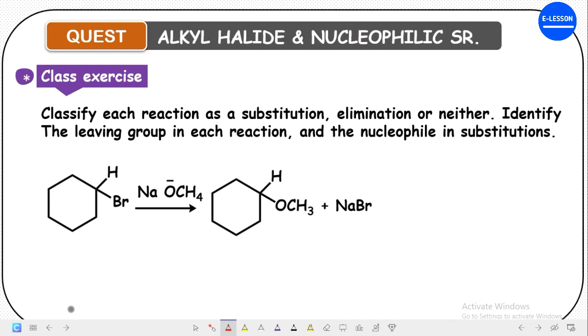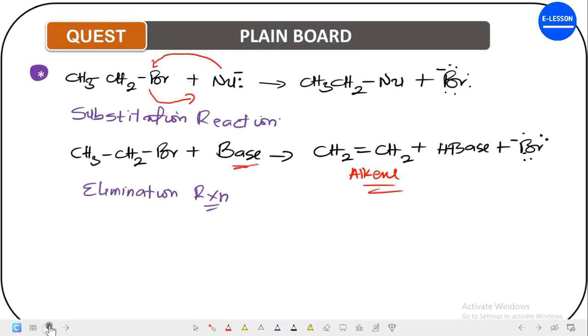But before we talk about that, let's take this class exercise together. Now you have a compound like this. Recall that I said the elimination reaction usually leads to the formation of a double bond, while in the substitution reaction, the nucleophile attaches to where the halogen is, and the halogen leaves to form an ion, which may react with the other group attached to the nucleophile to form a neutral compound.